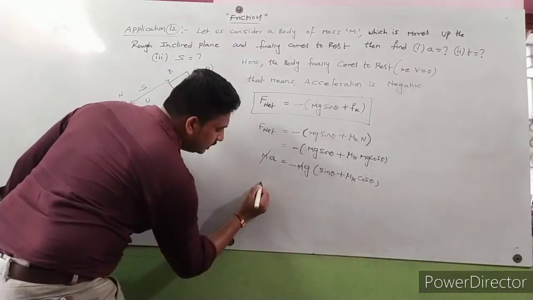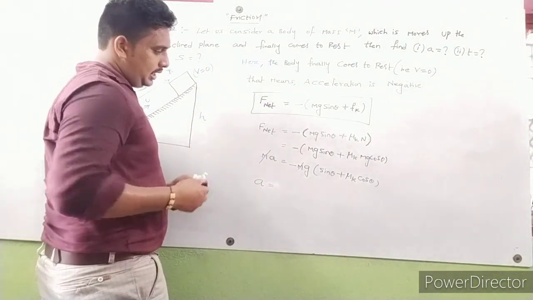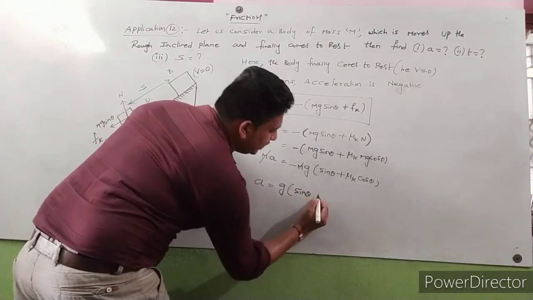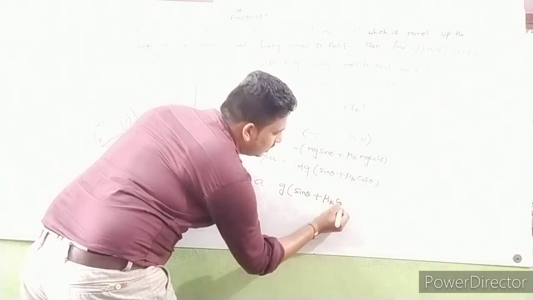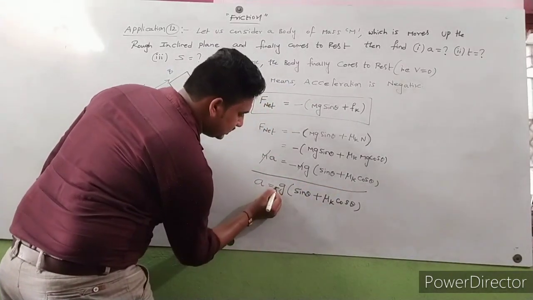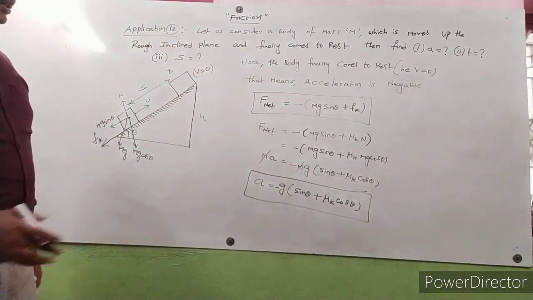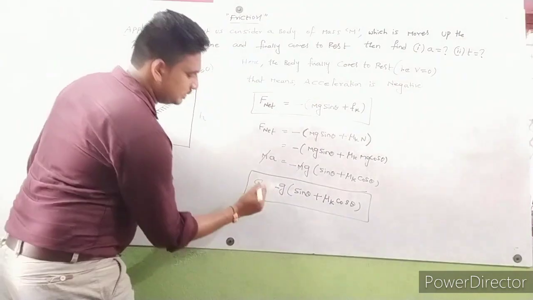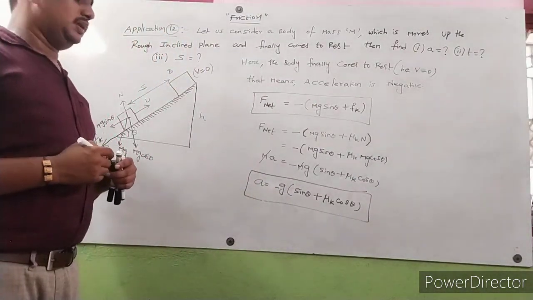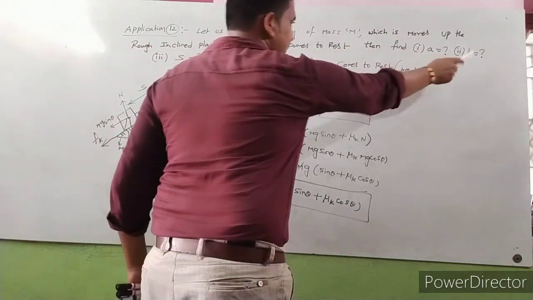So the acceleration is equal to minus g into (sin theta plus mu k cos theta). This is because the acceleration is negative. So we got the acceleration. Then the time.